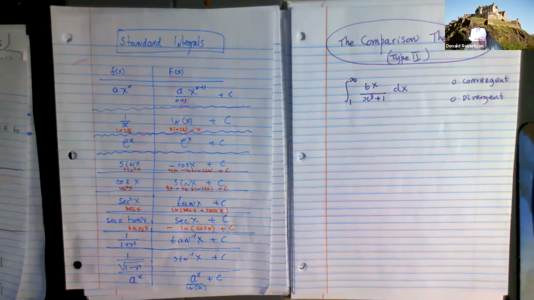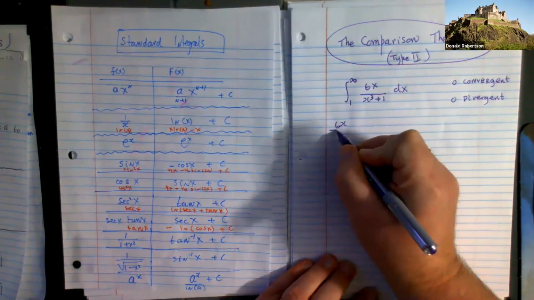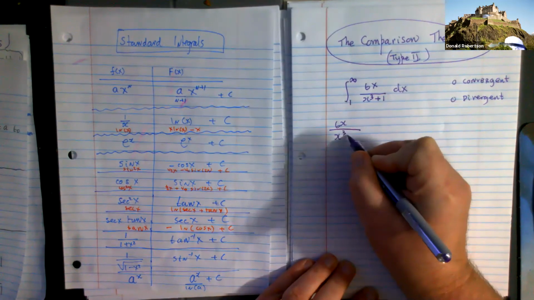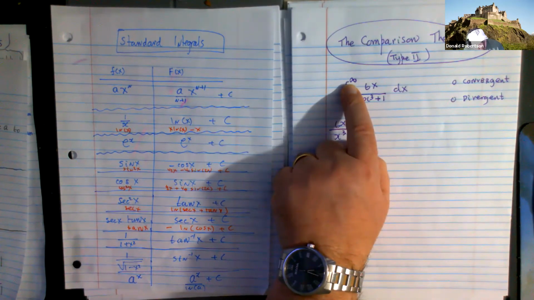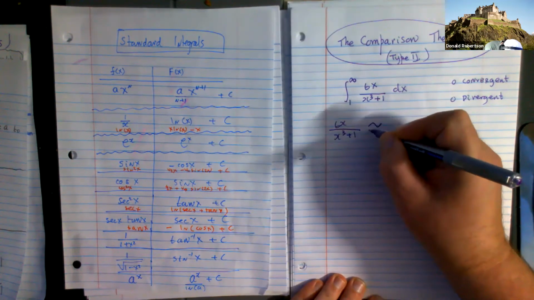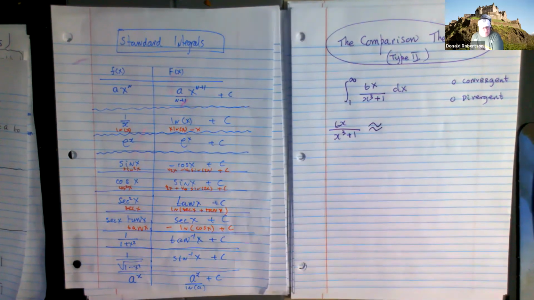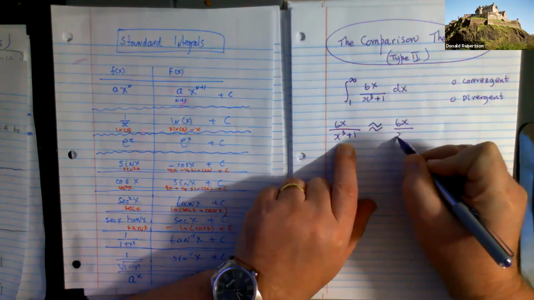So let's show you how the comparison test works. It's really sneaky and really cool. Since we're only interested in this integral when x is huge, we can do a little bit of what I call surgery. You put a little funny equals that looks like the OC symbol, and what that means is it's approximately the same value. It doesn't mean it's exactly the same value, but it's close to it. This guy is approximately 6x over x cubed.